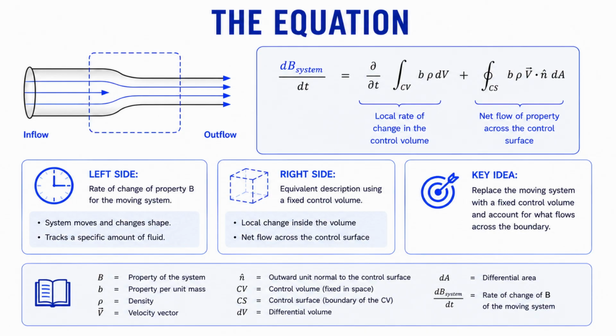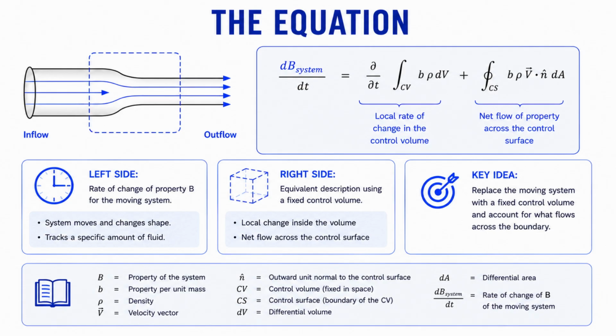Reynolds Transport Theorem expresses this relationship mathematically. The left side represents the rate of change of a property belonging to the moving system. The right side describes the same change from the perspective of a control volume. For this video, the individual symbols are less important than the structure of the equation. The control volume description contains two main ideas. The first is the amount of the property changing inside the control volume. The second is the amount carried into or out of the control volume by the flowing fluid. In simple terms, the change experienced by the moving system equals what changes inside the fixed region, plus what crosses its boundary.